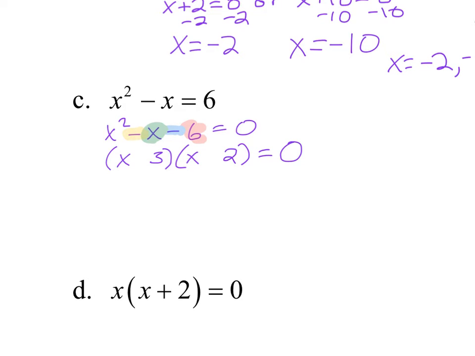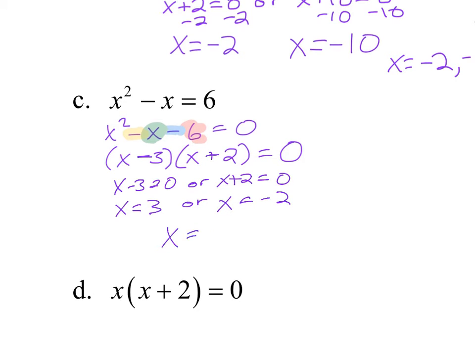The larger term is negative, my larger term being the 3. So x minus 3 equals 0, or x plus 2 equals 0. If I add 3 to both sides, x equals 3. If I subtract 2 from both sides, x is -2. So x is equal to 3 or -2.